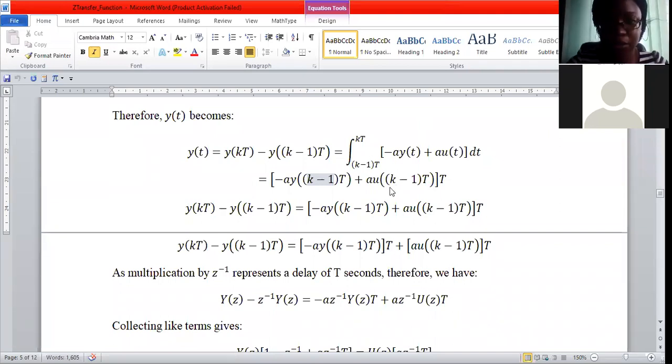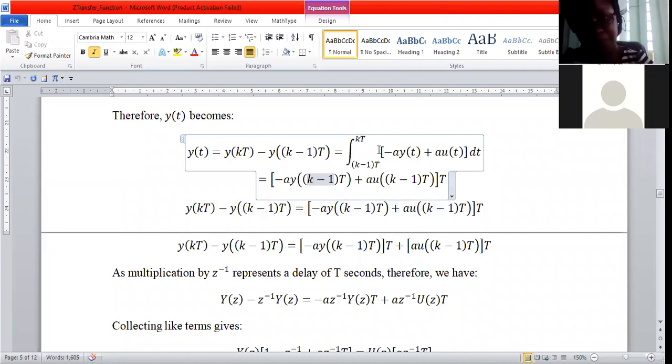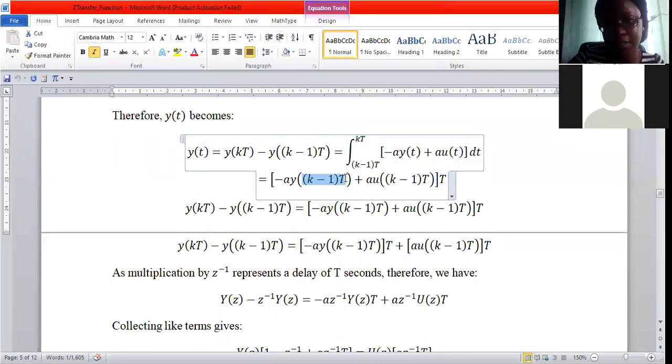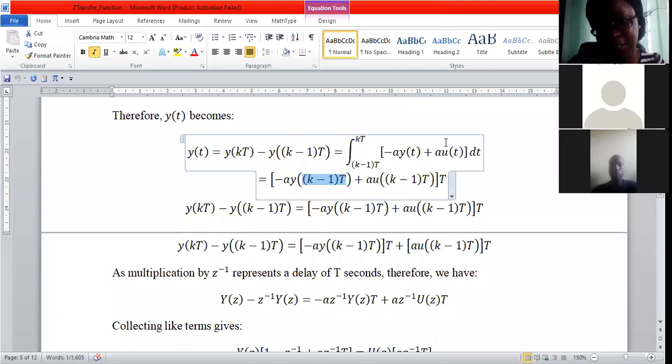All right, so this was where we stopped in the last class. Using the forward rectangular rule, instead of this integration here, you are replacing it with the area under the curve. It's just at the time when the integral starts, at k minus 1 t, and instead of this, it's k minus 1 t multiplied by t, because you are considering the area. That's for the forward rectangular rule.